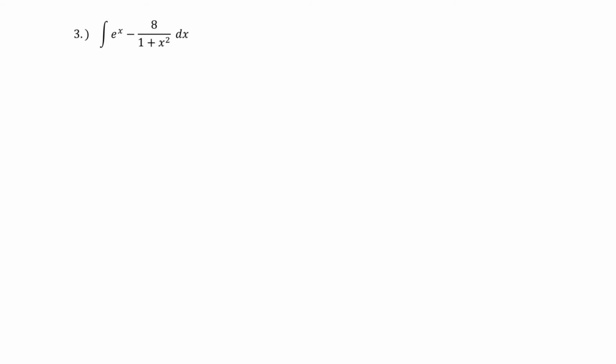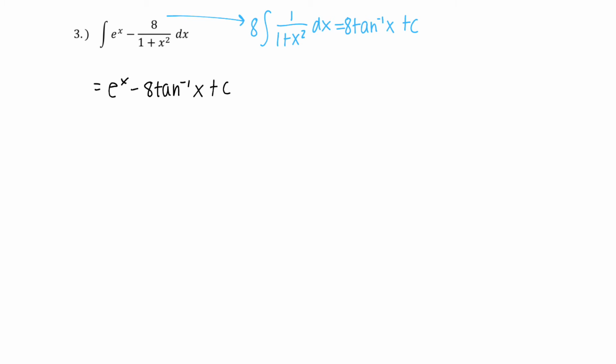For number 3, this guy right here should remind you of 1 over 1 plus x squared dx, which is tan inverse's antiderivative. So when we integrate, the antiderivative of e to the x is just e to the x. Now with this guy, this is the same as there just being like an 8 out front here, because having an 8 in the numerator is the same as the 8 just being off to the side there. So this would be minus 8 tan inverse x plus c.